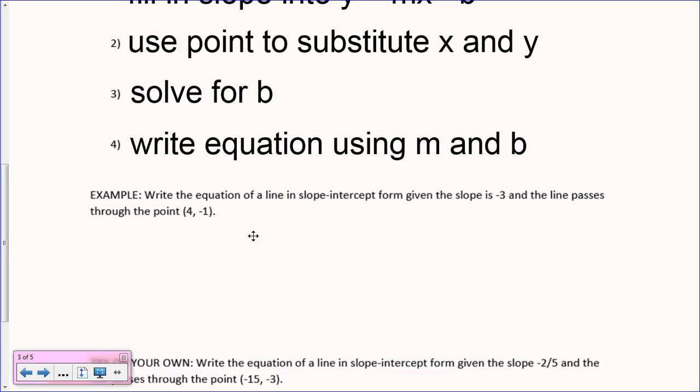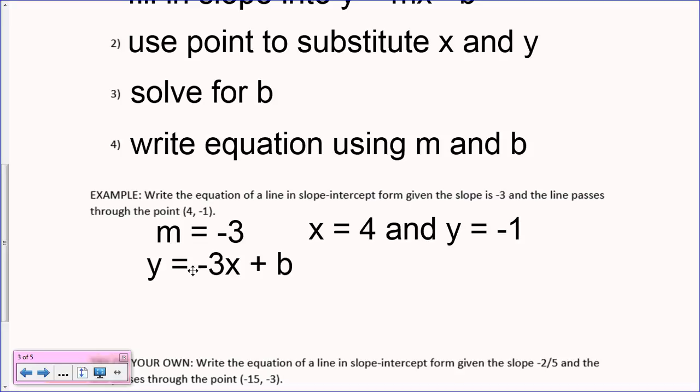We have the slope is negative 3, and the x and y they gave us, the point was 4 and negative 1. So we're going to go ahead and fill in the slope. So we have y equals negative 3x plus b. We still need something for b, but we don't have it. All we have is x and y. So we're going to go ahead and plug those in. Negative 1 equals negative 3 times 4 plus b.